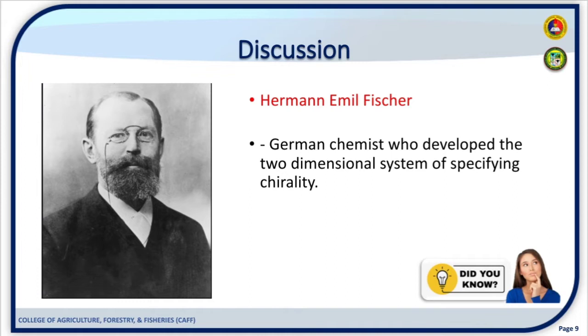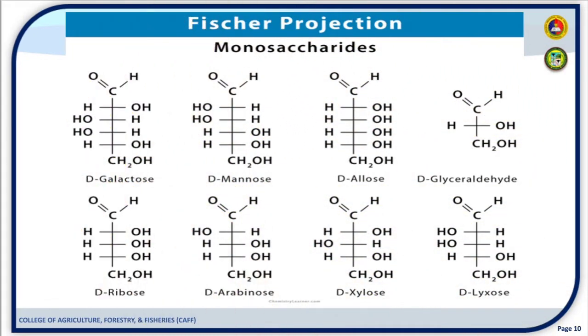Alright, so this is how Hermann Emil Fischer looks. Because drawing the three-dimensional representations of chiral molecules can be both time-consuming and very tedious, he developed the Fisher projection formula. Here are some examples of Fisher projection structures. All of these are monosaccharides. We have D-galactose, D-mannose, D-allose, D-glyceraldehyde, D-ribose, D-arabinose, D-xylose, and D-lyxose. What have you noticed? All of them are dextrorotatory. This means that all of these monosaccharides are right-handed.